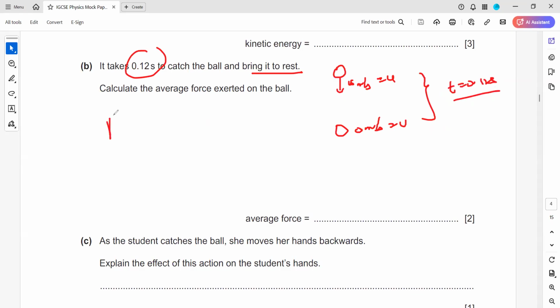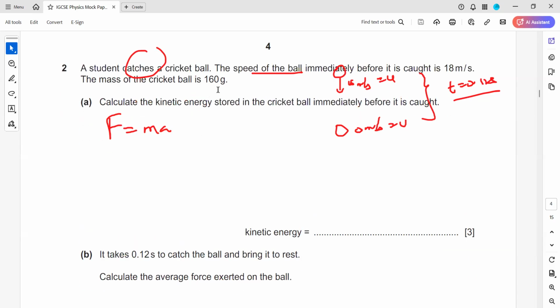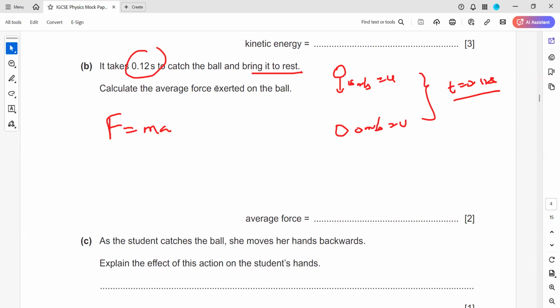So if I use the formula F is equals to ma, force is mass times the acceleration. The mass is given, but that mass is given in gram. We have to convert it to kilogram. This is mock 3, set 3, paper 4. So it is 0.16. 0.16 is the mass. What about the acceleration? You can work out the acceleration, which is the change in velocity divided by time interval.